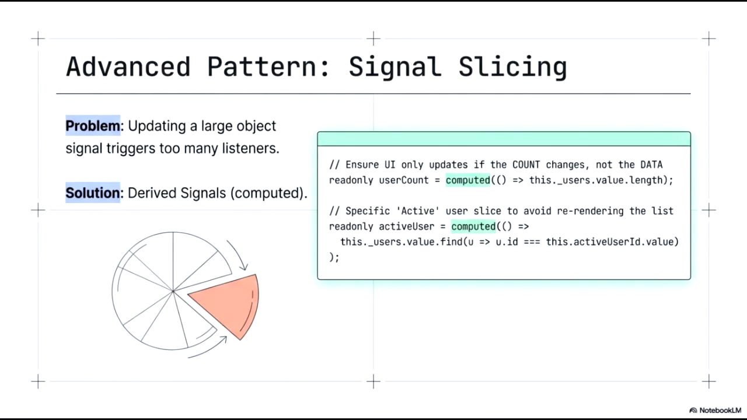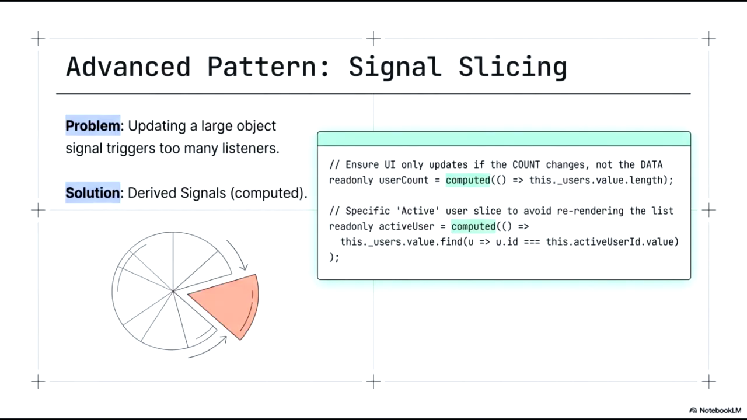Looking at the first code example, we define user count as a computed value. Because it specifically tracks this.users.value.length, the UI will only update when the number of users changes. If a user's profile information is updated but the total count remains the same, the UI elements tied to user count will not be triggered.